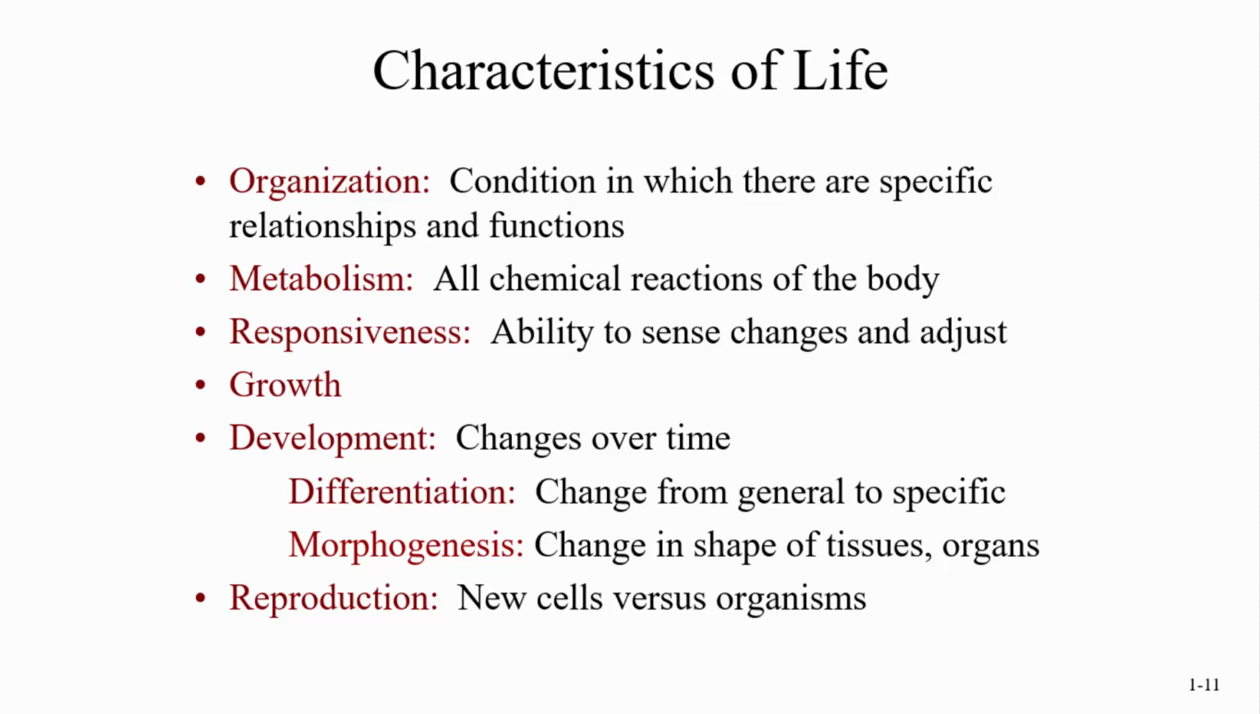And then the cells turn on some genes, turn off other genes, and they become skin cells, or they become blood cells, or what else? Brain cells. And then the other cells laugh and say, oh, yeah, right, you a brain cell. No, but you got the idea. We're going to go from general to very specific. And then morphogenesis. This is change in shape of tissues and organs.